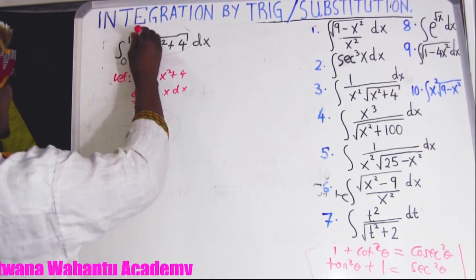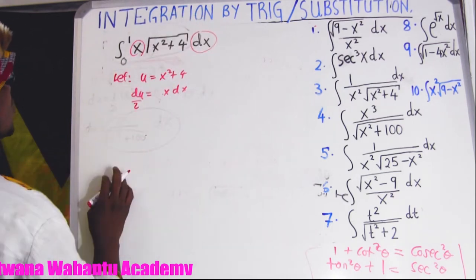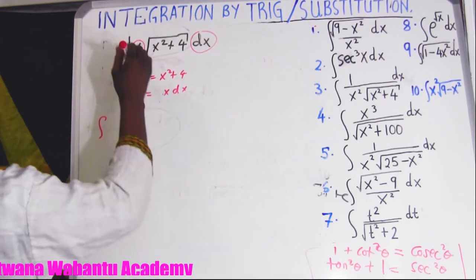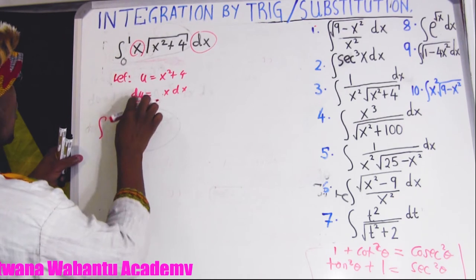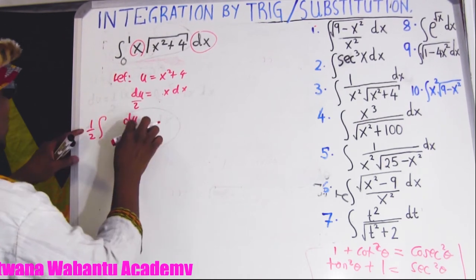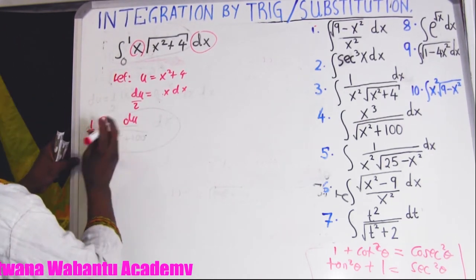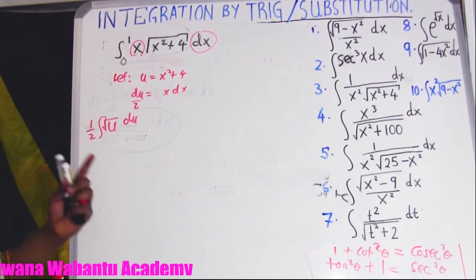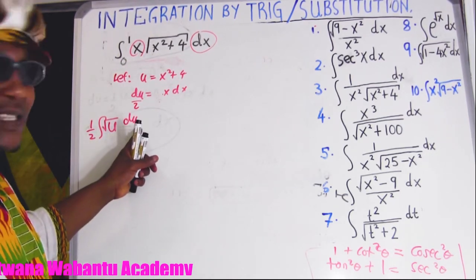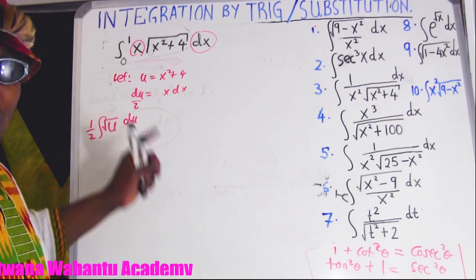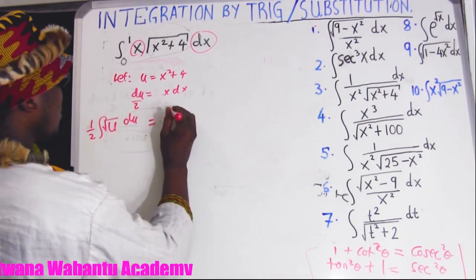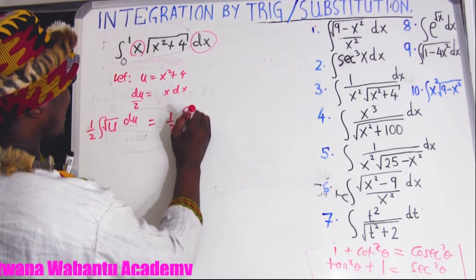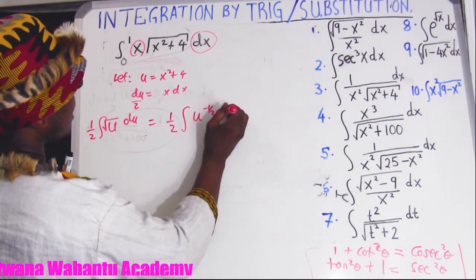So x dx equals du over 2. This is going to become the integral of du over 2, so the 1 over 2 can come to the front, and there's going to be the square root of u. This will be the best method because it gives me the answer easily. So this is equal to 1 over 2 times the integral of u to the negative 1/2 du.